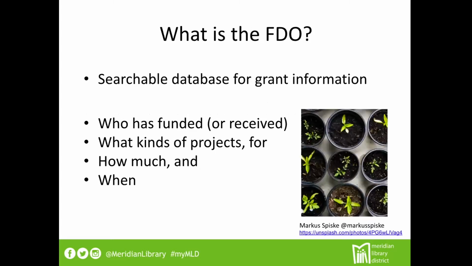So the FDO is a searchable database for grant information. The grant makers in the database are all US based. Some of the projects may take place outside of the states, but the funders are all US based. It will show us who has funded or received what kinds of projects, for how much, and when the grants were awarded.